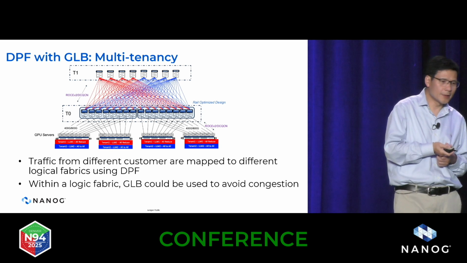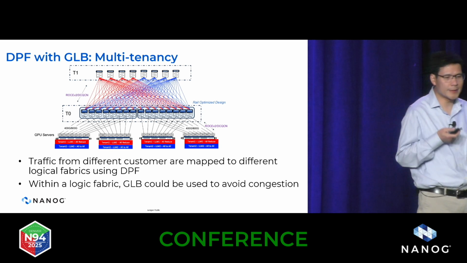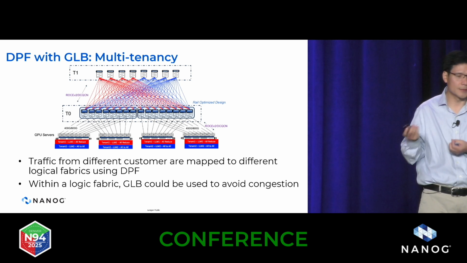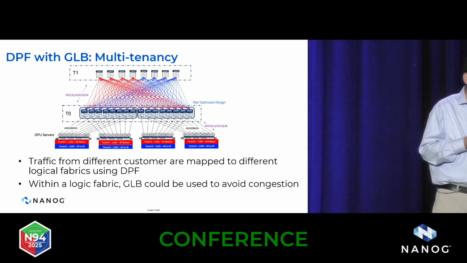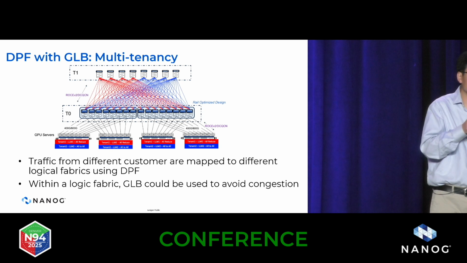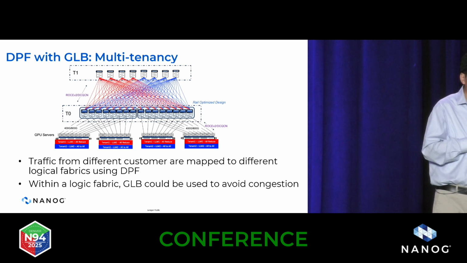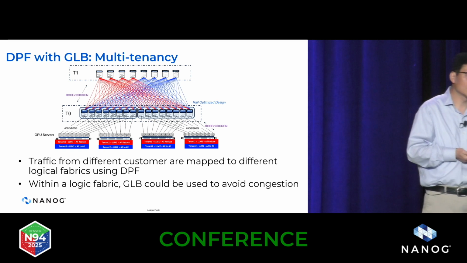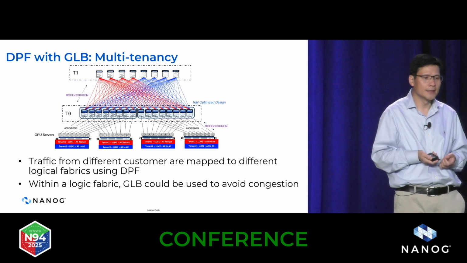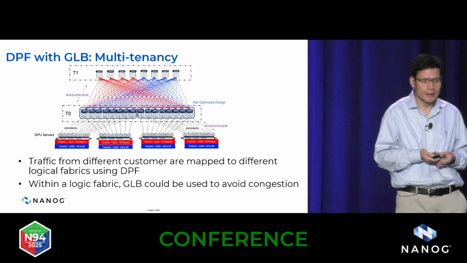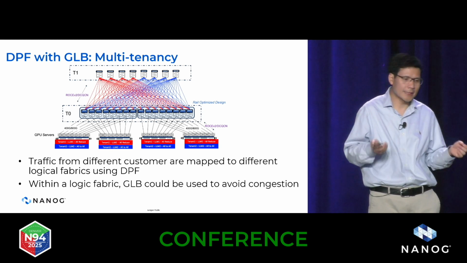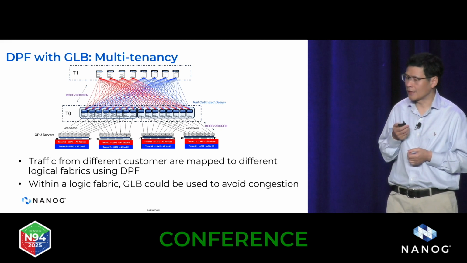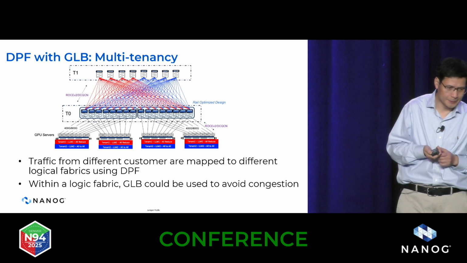So coming back to the multi-tenancy example I have just talked about, where DPF is used to map the red customer traffic towards the red fabric and the blue customer traffic towards the blue fabric. This is using DPF. But if you look at one individual fabric, like the red fabric or blue fabric, you also have multipath and load balancing at each hop. So if you enable global load balancing, it can help to optimize the link load within each of the fabrics. This is an example where both technologies can work together to maximize your traffic engineering and avoid congestion.